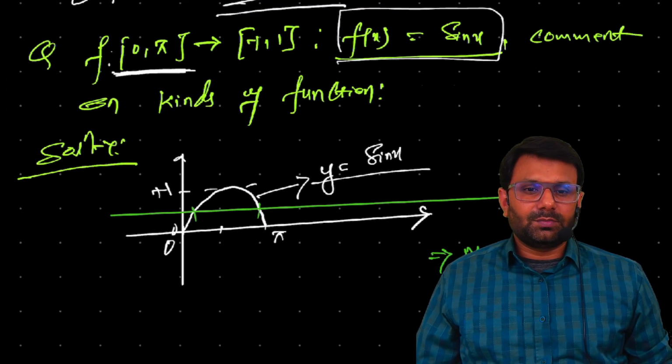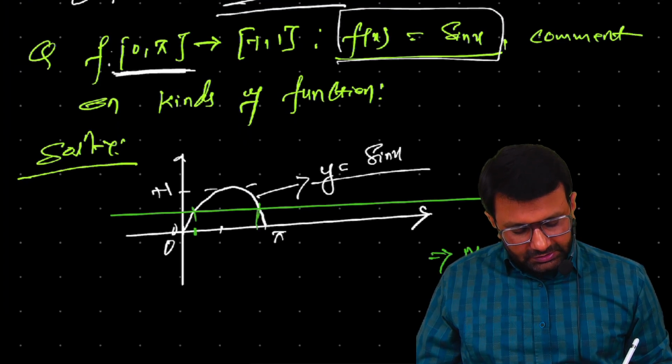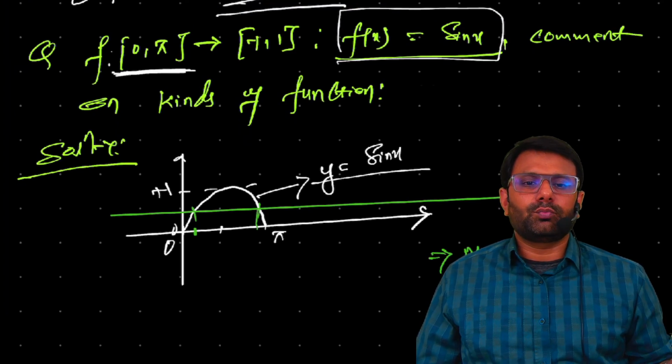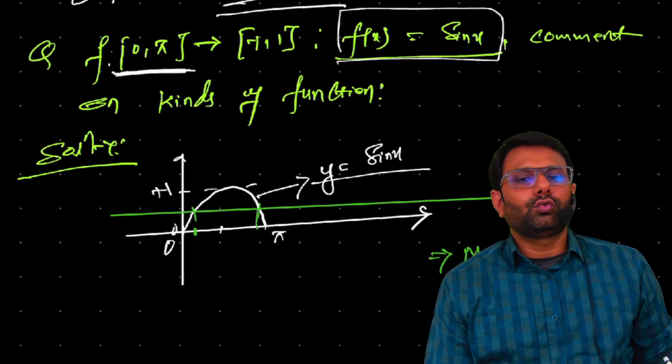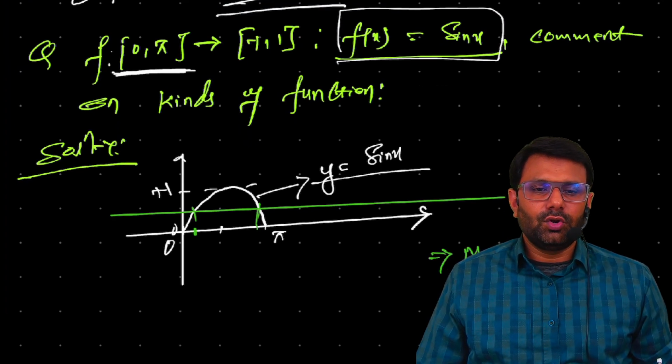So what is the meaning of this? Meaning here is that at 2 inputs the output is the same. So what is the meaning here? At 2 inputs the output is the same, means 2 inputs are giving the same output. That is why this is a many to one function. So this is a many to one function.